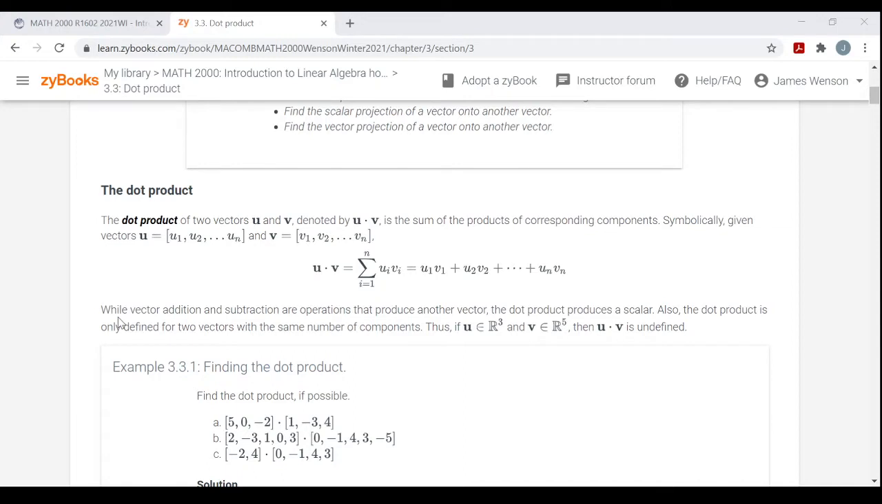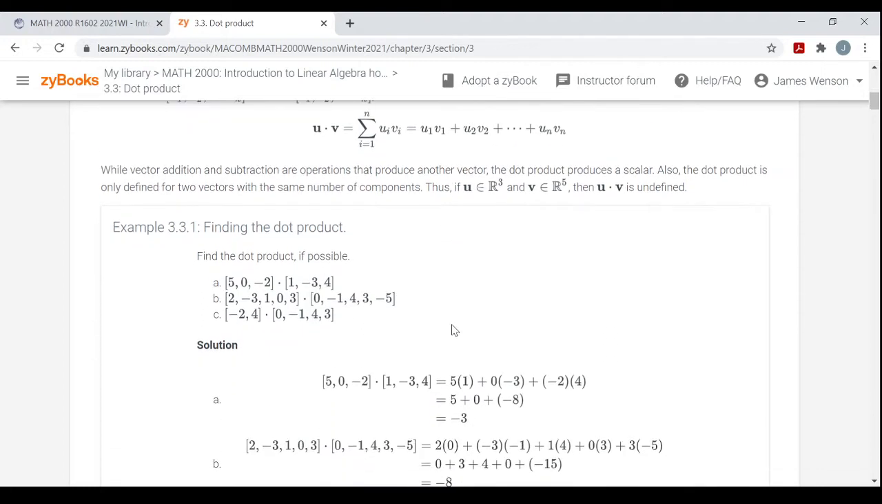So that's what they're saying here. While vector addition and subtraction are operations that produce another vector, the dot product produces a scalar, and I'll highlight this. Please remember this. The dot product produces a scalar, a number. Also, the dot product is only defined for two vectors with the same number of components, as I mentioned earlier. So if you have one vector with 3 components and another vector with 5 components, then the dot product u dot v is undefined.